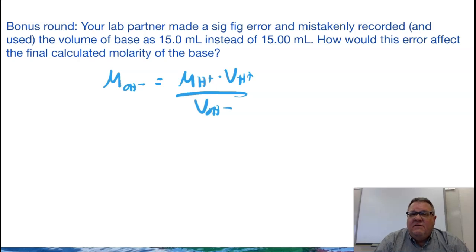Okay, this is a sig fig error, 15.0, 3 sig figs, instead of 15.00, 4 sig figs, but it isn't affecting any of the variables on the right. It's not affecting the 0.100 that you know, the molarity. The volume of the acid and the volume of the base are just to 3 sig figs instead of 4. All that's going to do is cause you to correctly calculate the molarity of the OH minus, but just to 3 sig figs, not 4. Okay?